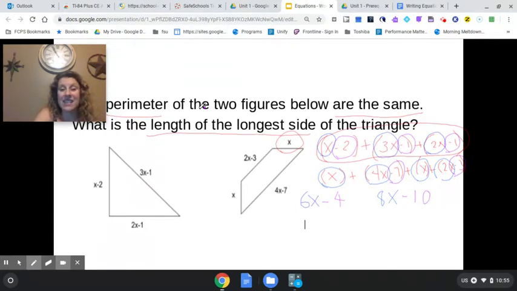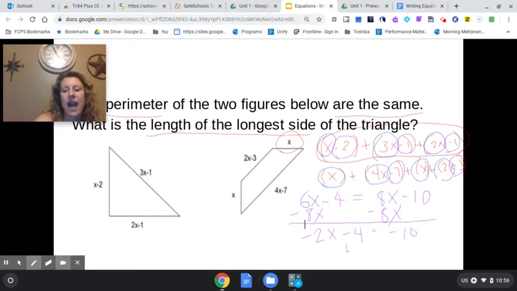It says that the perimeters of the two figures are the same. So the same means equal. Okay, so let's go ahead and solve this equation. I'm going to subtract 8x from both sides. So we get -2x minus 4 is equal to -10.